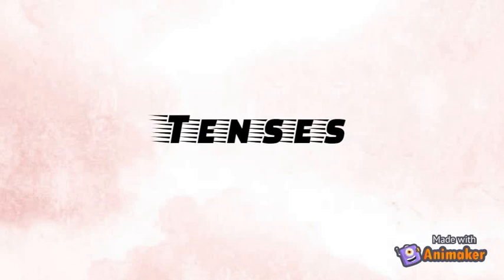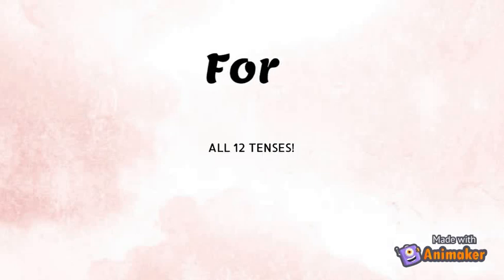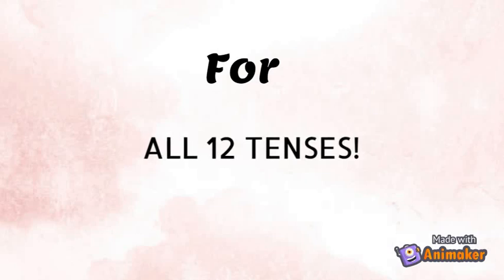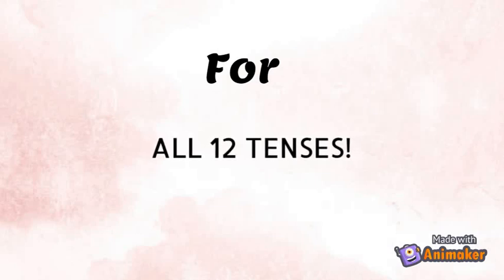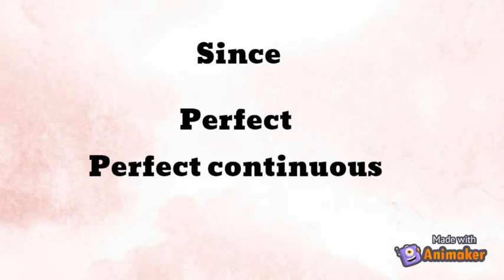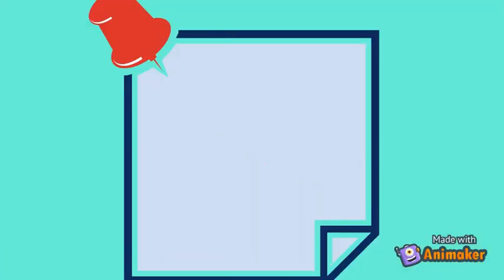Let's get one thing straight about the tenses. We can use for with present simple, present continuous, present perfect continuous, or past simple, past continuous. That means all the tenses. But in the case of since, we use the perfect tenses. That means present perfect, present perfect continuous, past perfect, past perfect continuous, future perfect, and future perfect continuous.